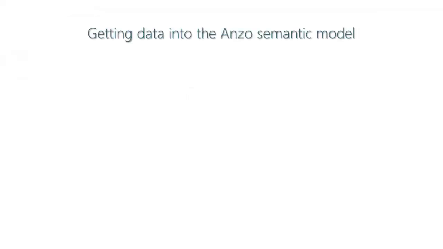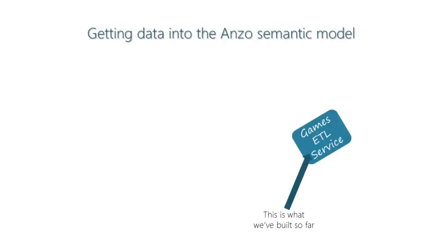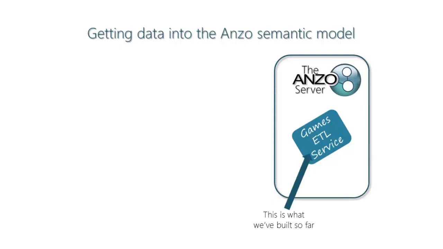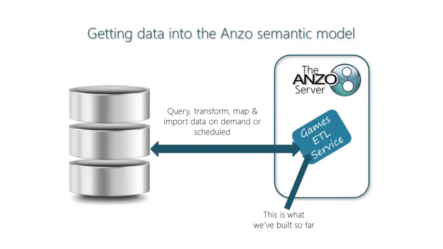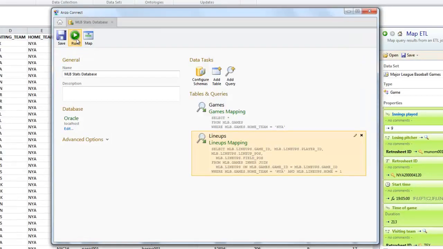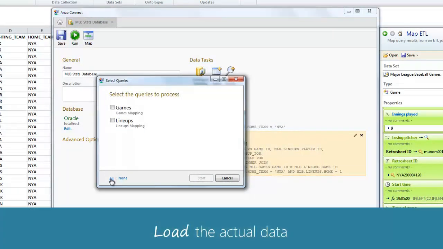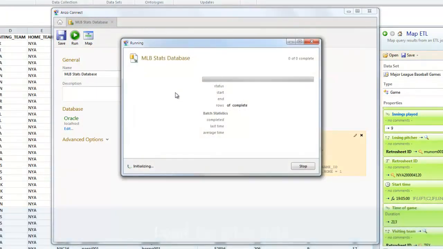When I do that, it combines the queries, the mappings, and any other configuration settings that I've done here into a service configuration that gets stored into Anzo, and then that automatically deploys a service endpoint that we can then call on a scheduled basis, on an incremental basis, or even on demand, as we're going to do right now. So I go ahead and click Run. I can choose all of the queries that I want to run and click Start.